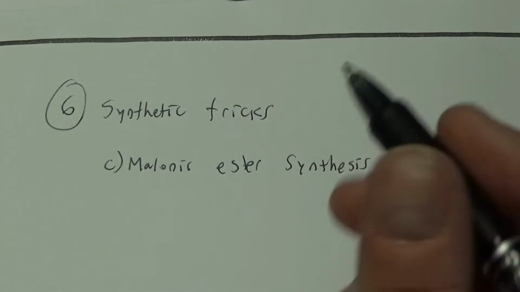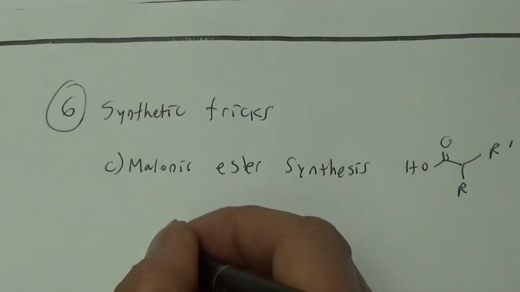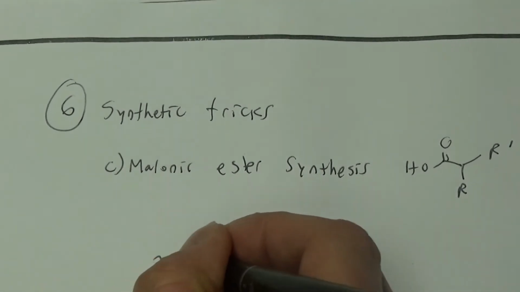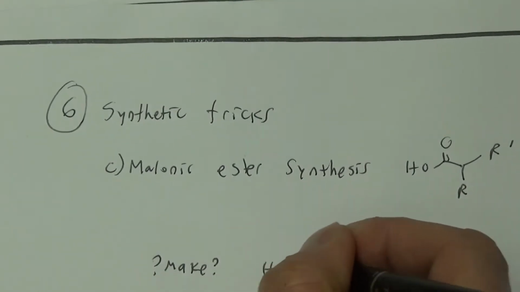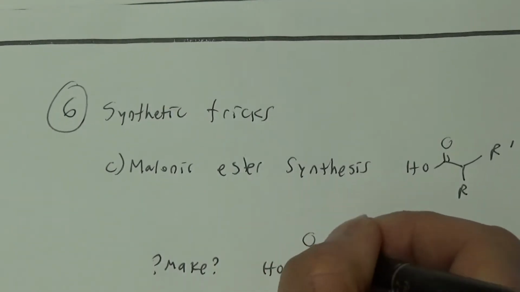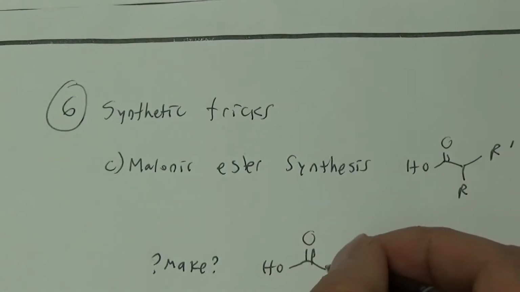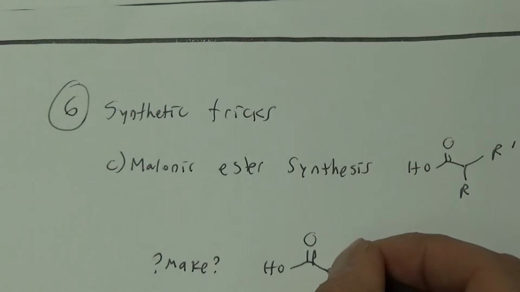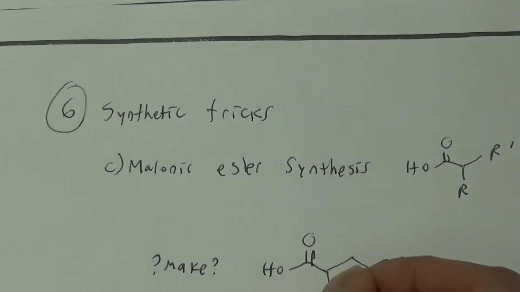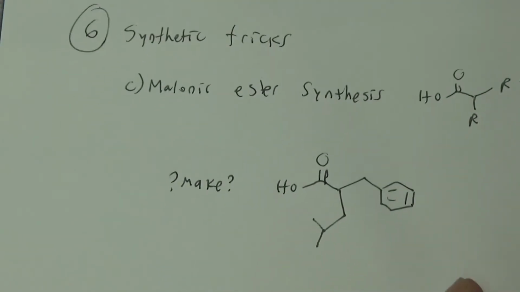Okay, so let's show an example of how you might make something. So how would we make a carboxylic acid with a benzene CH2 and an isobutyl group?